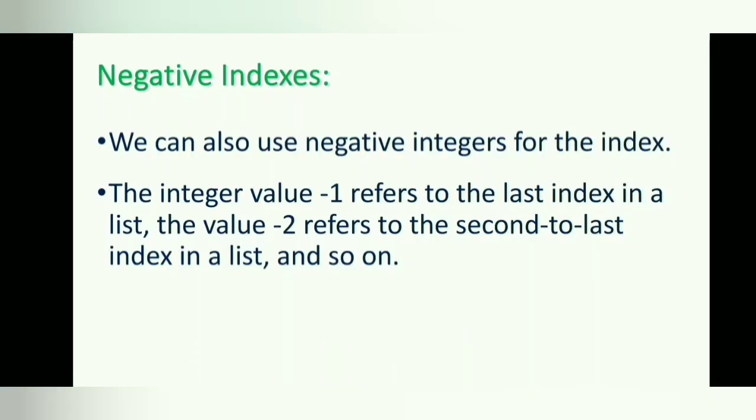Negative indexes. We can also use negative integers for the index. The integer value minus 1 refers to the last index in a list. The value minus 2 refers to the second to last index in a list, and so on.